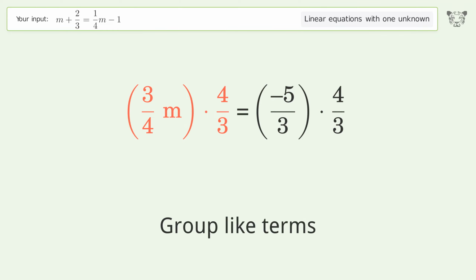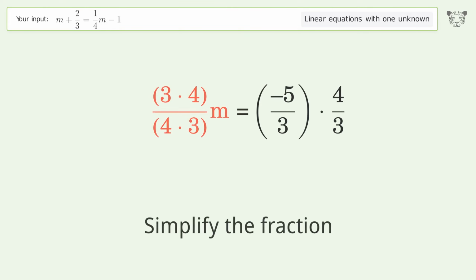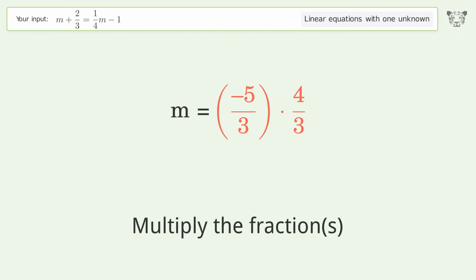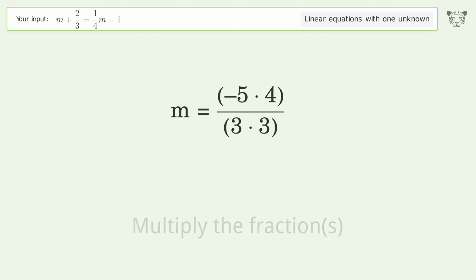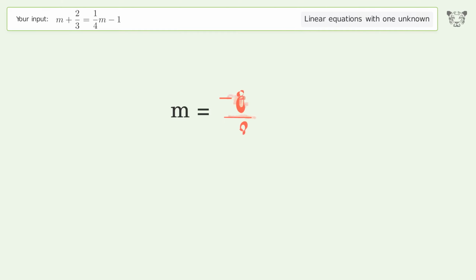Group like terms. Multiply the coefficients. Simplify the fraction. Multiply the fractions. Simplify the arithmetic. And so the final result is m equals -20/9.